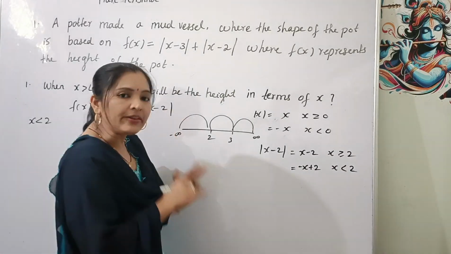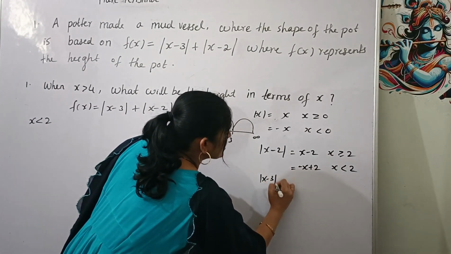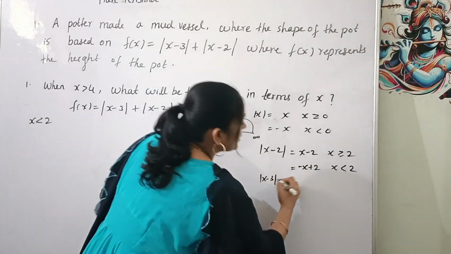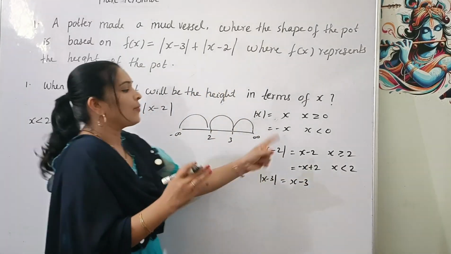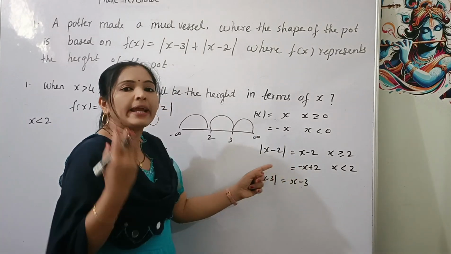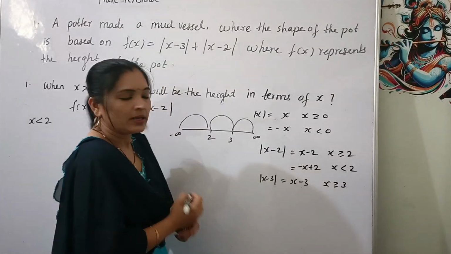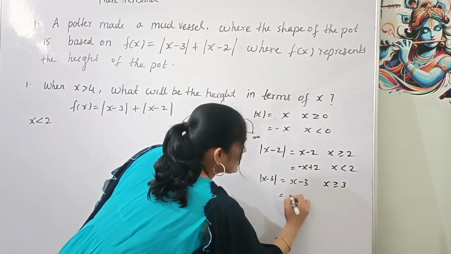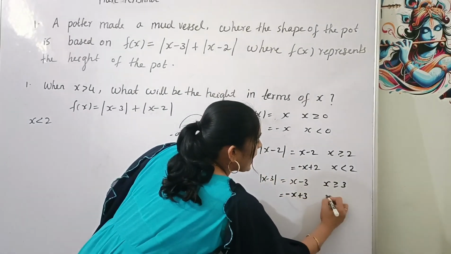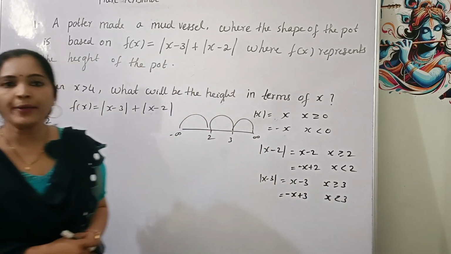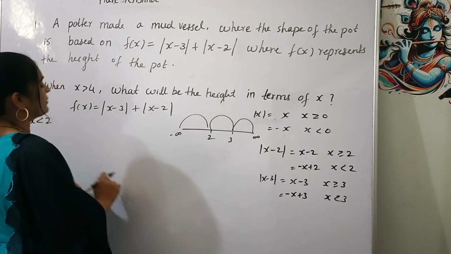Similarly, we can write |x - 3|. |x - 3| is equal to x - 3 when x - 3 is greater than or equal to 0, that is x greater than or equal to 3. |x - 3| is equal to minus of (x - 3), that is minus x plus 3, when x is less than 3. Now let's write the function for these intervals.